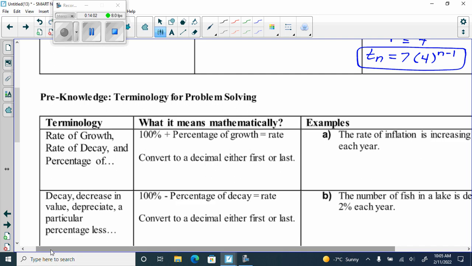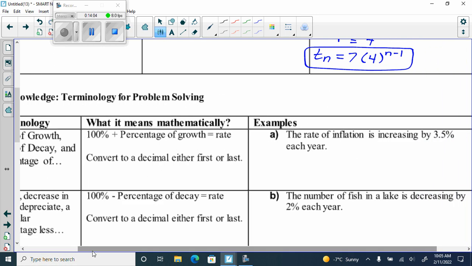So let's look at this one. It says the rate of inflation. Inflation means it's increasing or decreasing? Look at it. It's increasing by 3.5%. So what you have to remember on these ones is you'll know that these are geometric sequence or series questions because they're with percent, because you're growing by a rate of percentage, not by adding $2 each day or something like that.